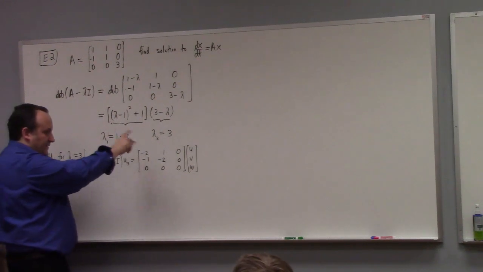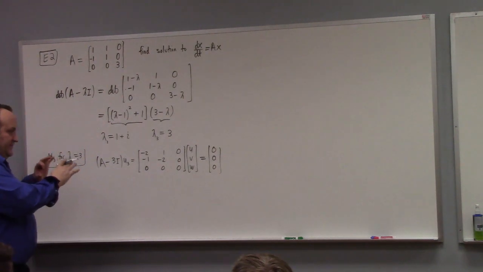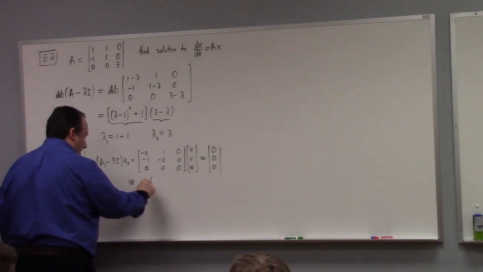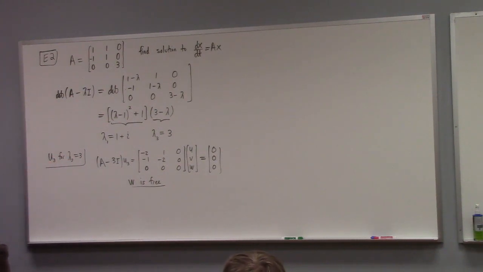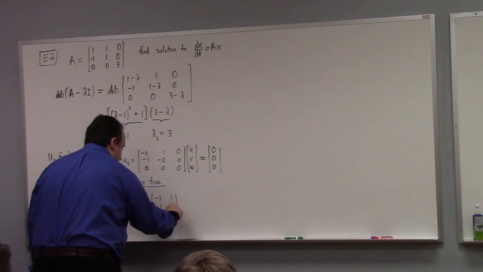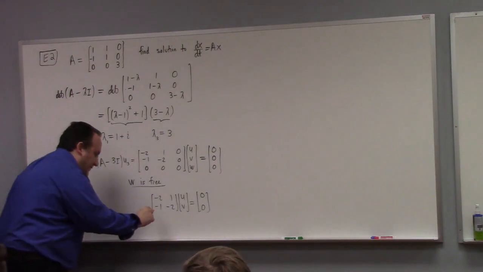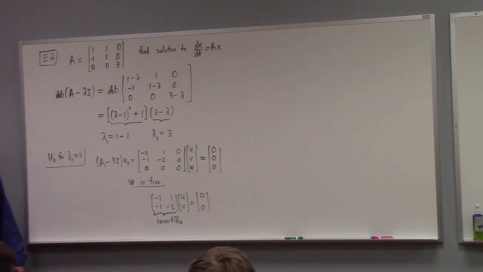So the quickest way I know to think about this calculation, I'm trying to find the solution for this being 0. What jumps out at me is that w is free. There's no equation involving w whatsoever, right? So really, this is the same as just the system minus 2, 1, minus 1, minus 2 times u, v equal to 0. But this is invertible. How do I know that? I calculate the determinant. The determinant of that matrix is 4 plus 1, which is 5, which is non-zero. Therefore, that's invertible. Therefore, u and v are both 0.